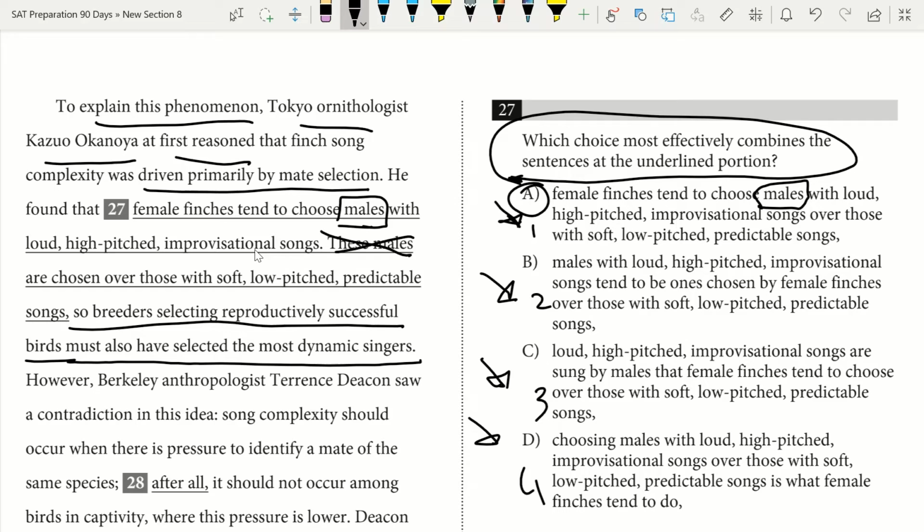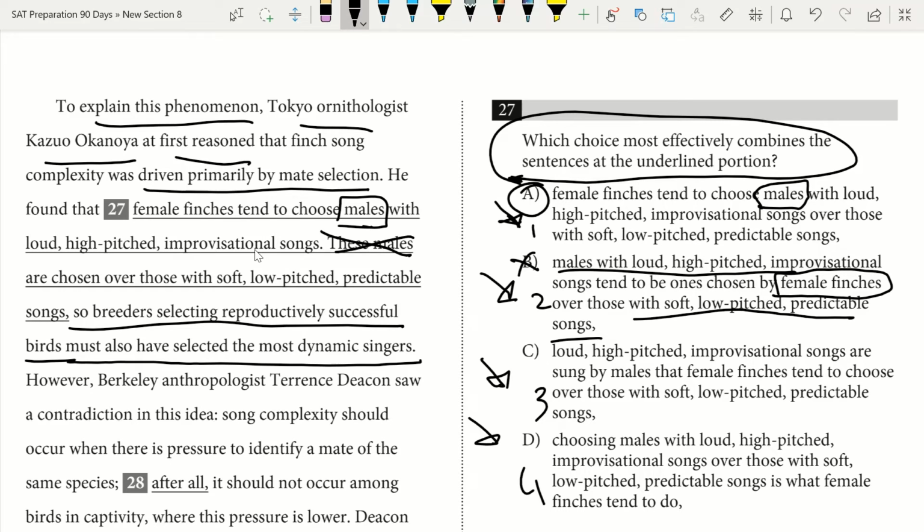I would just go ahead and move on from there if I were taking this, but because I'm trying to teach you, I want to show you why B, C, and D are wrong real quick. All right, let's run through that. B: males with loud, high-pitched, improvisational songs tend to be the ones chosen by female finches over those with soft, low-pitched, predictable songs. And then we have so breeders selectively reproduce successful birds must also have the most dynamic singers. Here's the thing: we're splitting up males with loud, high-pitched, improvisational songs from those with soft, low-pitched, predictable songs. We don't want to split those two up by including female finches here, because those two contrast each other and we want that contrast to be close together like they are in A. So that's why B is wrong.